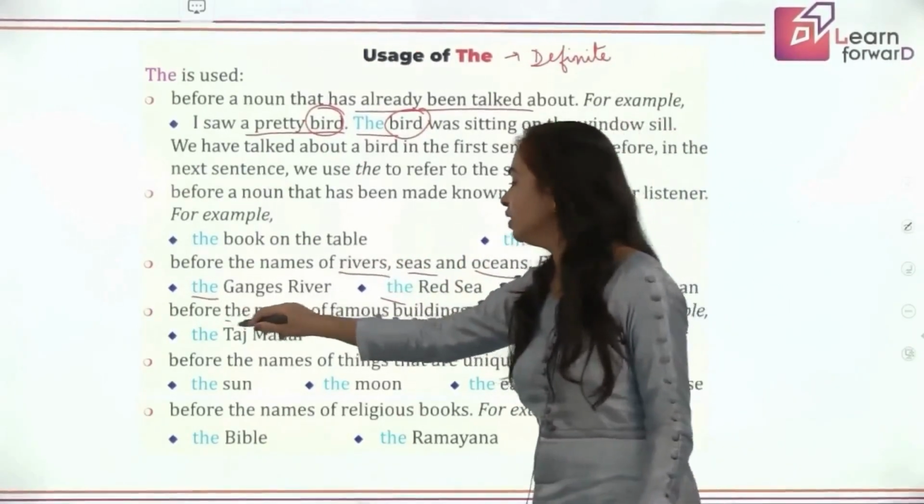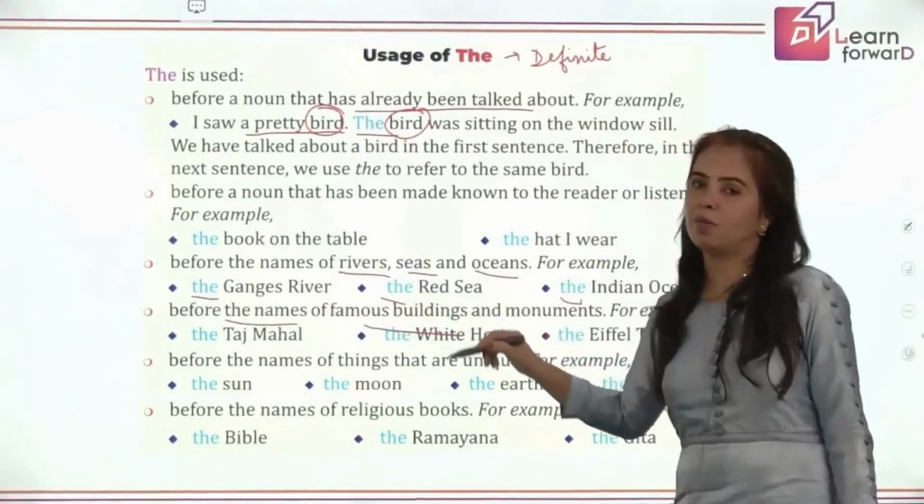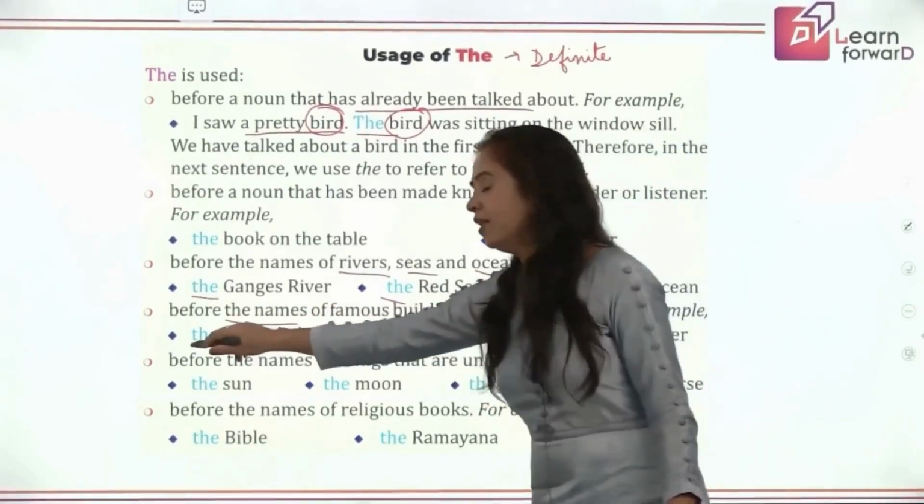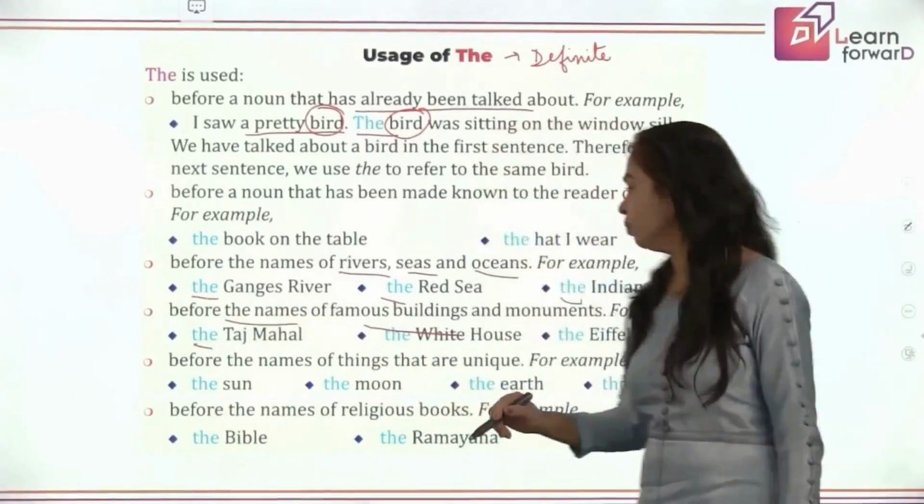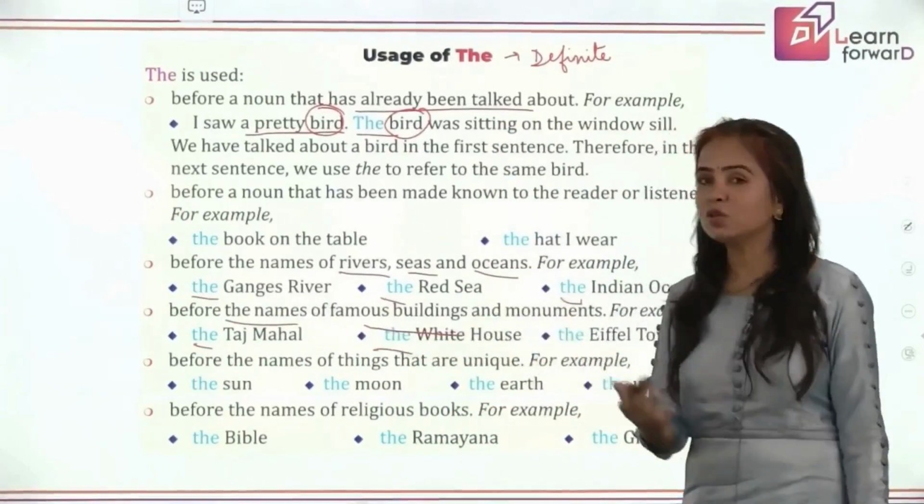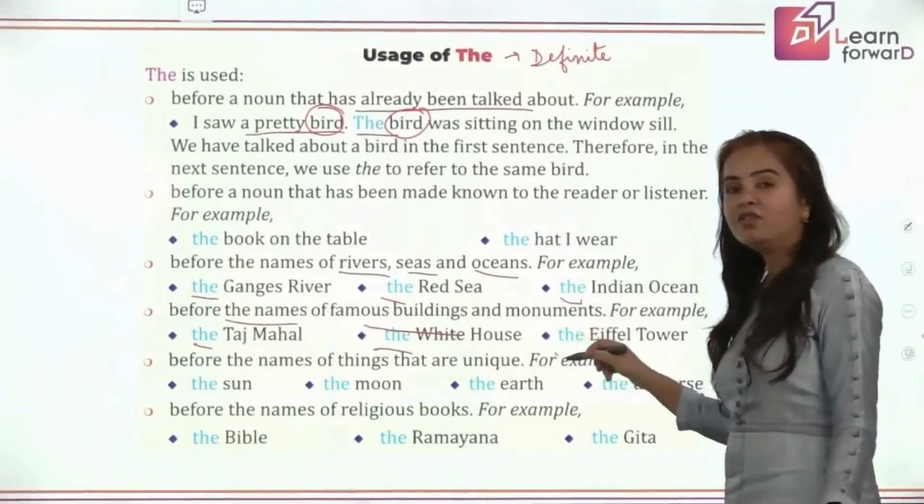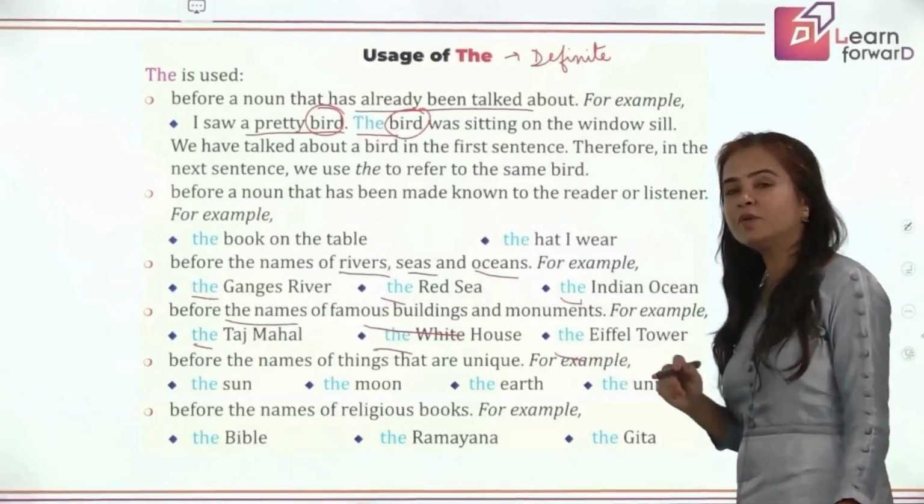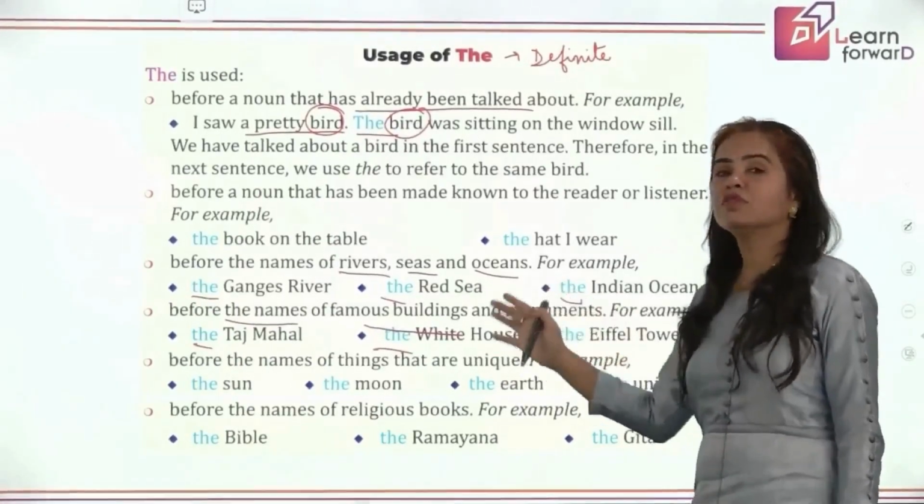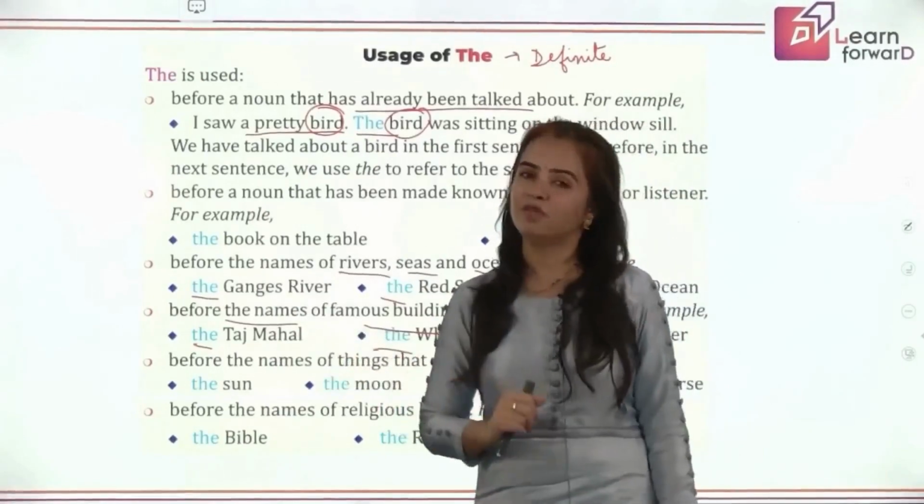Then we have the names of famous buildings, the monuments, like the Taj Mahal. That is a famous building. It's a monument. The White House, that is also a famous building. The Eiffel Tower, that is also a famous building. So with the names of special buildings, monuments, we use 'the'.